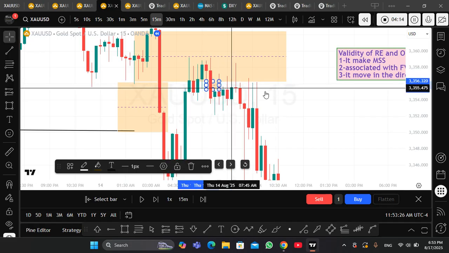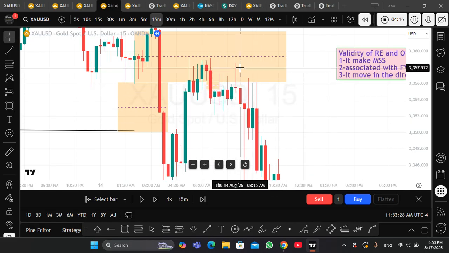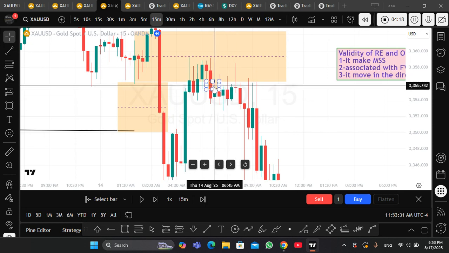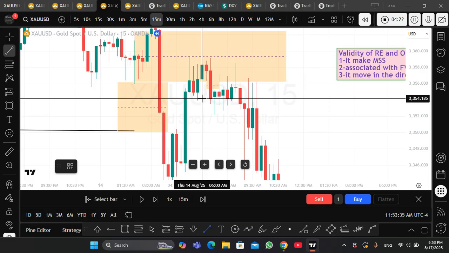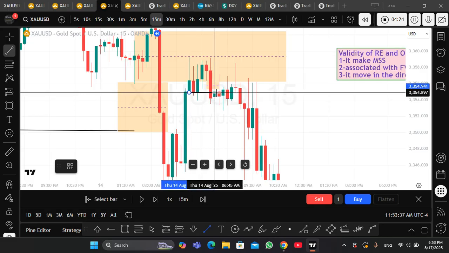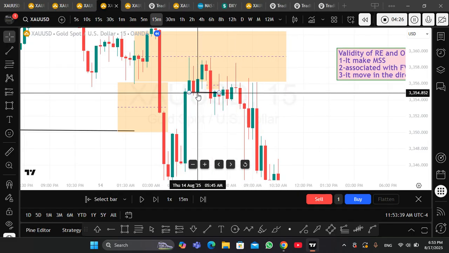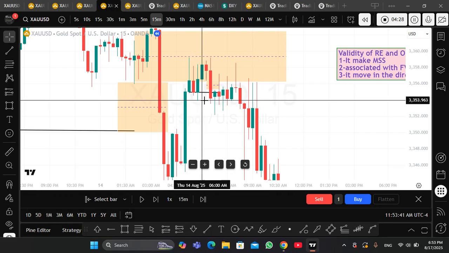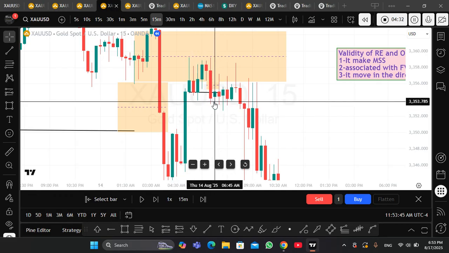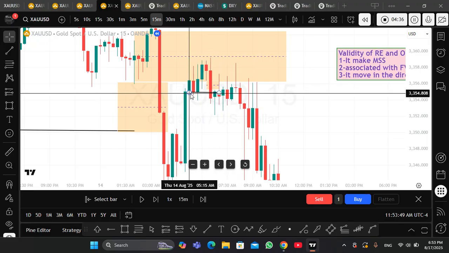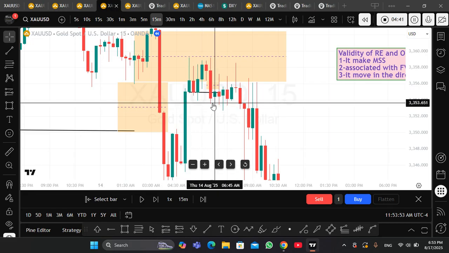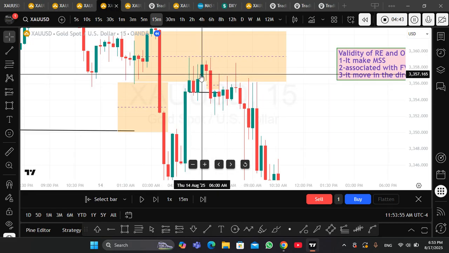This is a fair value gap, and the price rechecked it again. This is a fair value gap, and it makes a market structure shift. Why do I use the body, not the wick? Because the wick is not coalesced with a fair value gap. There is no fair value gap here, so we will use the body of the candle. So this is an order block.